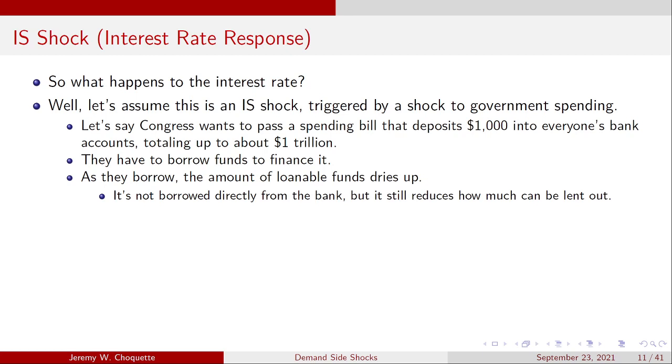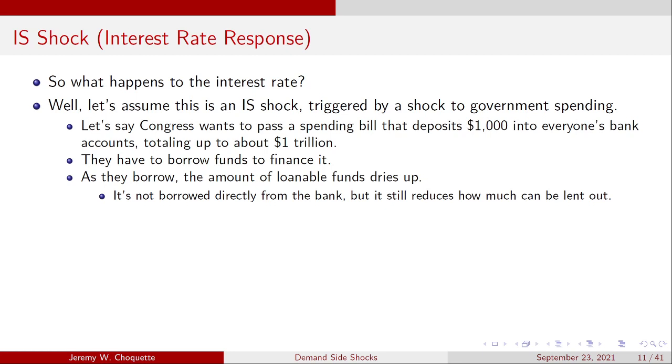Now, it's not borrowed directly from the bank, right? Like the government doesn't just go to a bank and say, hey, we want to take out a loan, and the bank goes, okay, here's your interest rate. It doesn't really work that way. No. They write up bonds and they sell the bonds. It's like, hey, this is a bond. You give me, say, 10 grand for this bond and I'll repay it over some period plus interest.